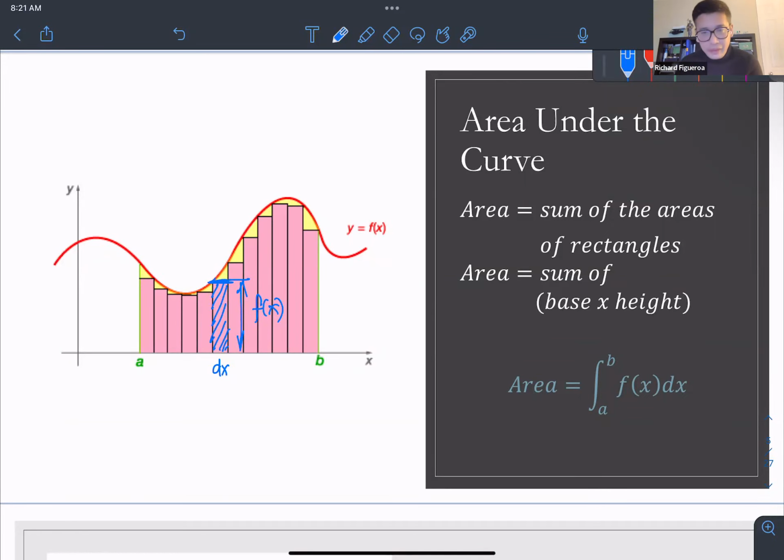How do we find the area of a rectangle? That is base times height. The base there is dx, and our height will be f of x.